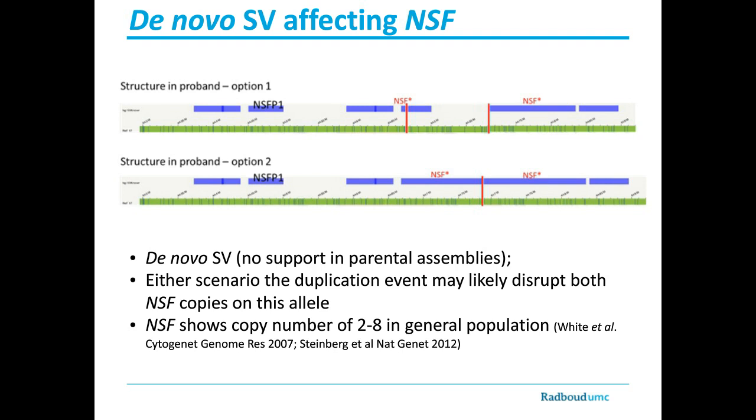Whether it's related to disease is very difficult to judge at this moment. It's important to know that NSF actually shows multiple copies already in the general population, so it's a copy number variable gene. But to my understanding so far, there was never an individual reported with just one allele, which this individual may carry. So that's certainly very interesting to follow up further.